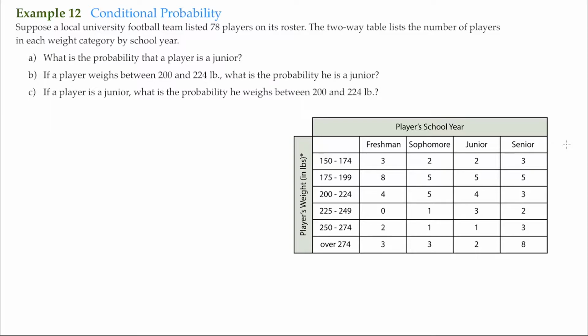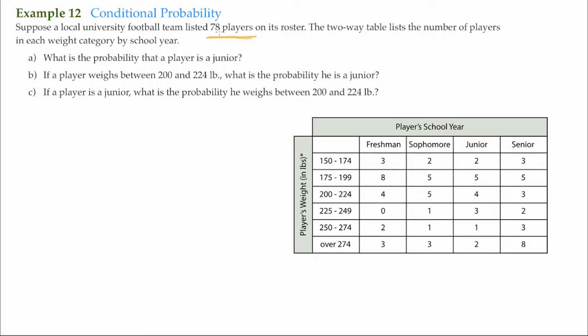Now, a two-way table is an excellent way to illustrate conditional probabilities because you can see the relationships between the variables. You can think of a two-way table similar to that of a Venn diagram. So for the first question here, what is the probability that a player is a junior? Now, a couple of things to point out. Right here we have 78 players on the roster. So if we were to tally up all these players in here, they would total up to 78 players.